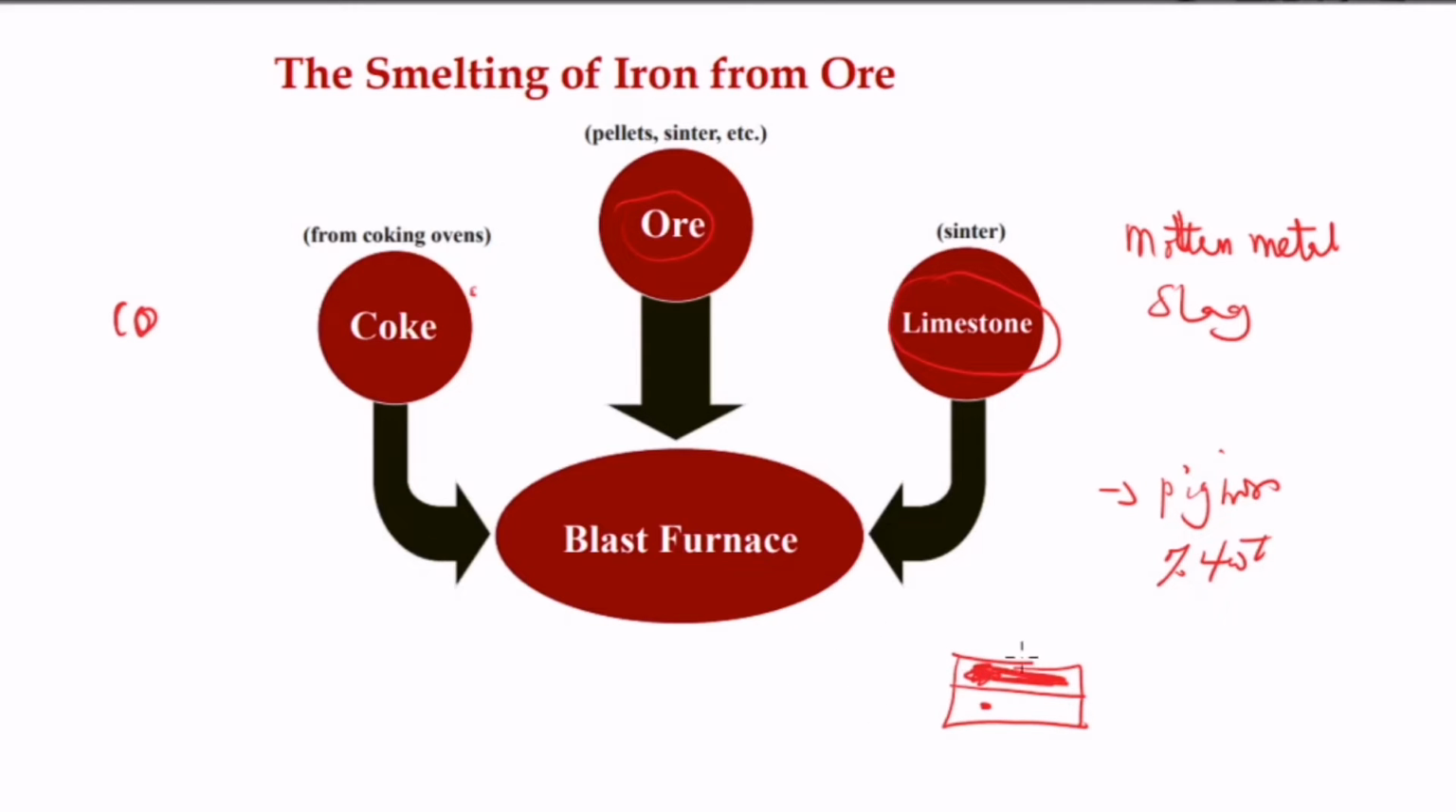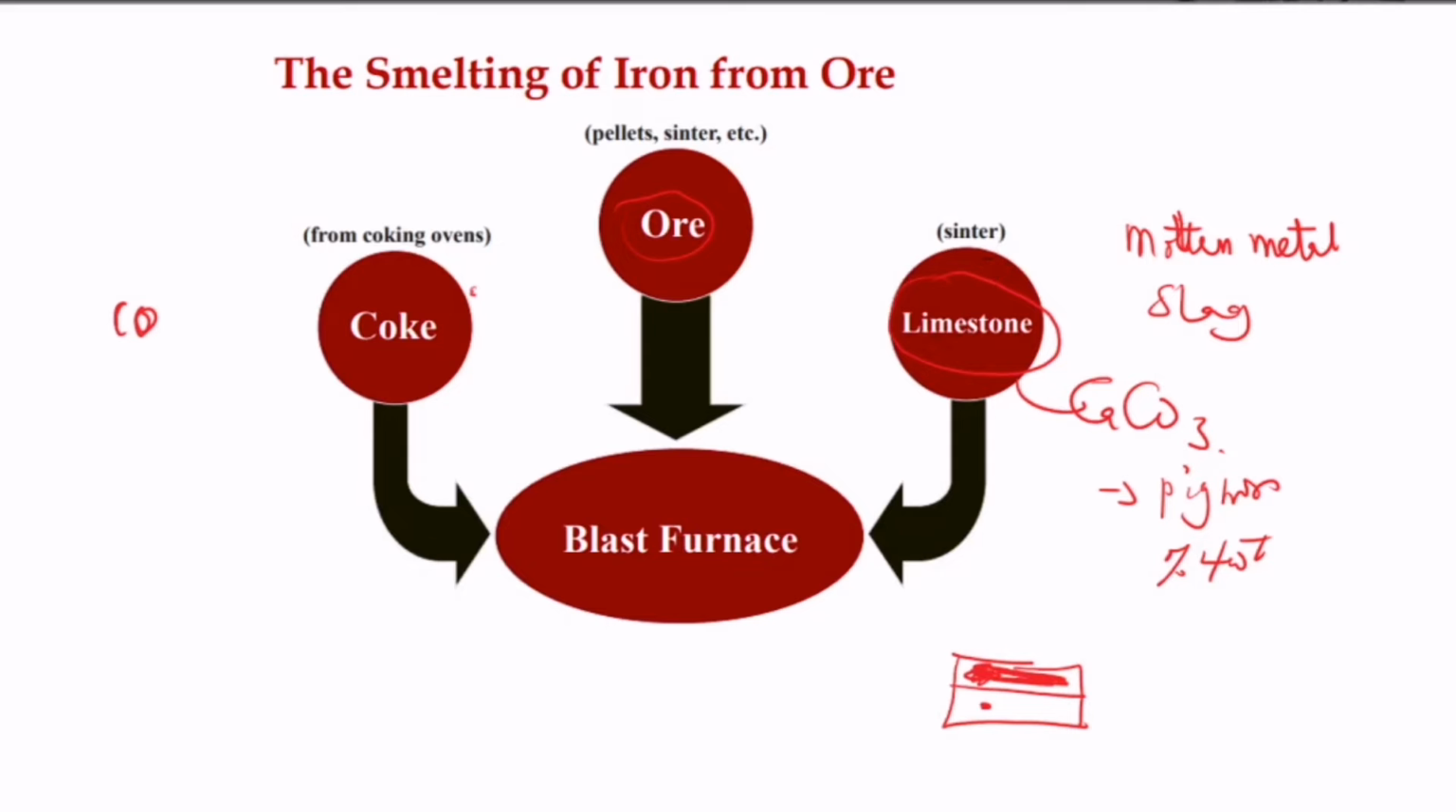So for the impurities to melt, we add fluxes. We have two fluxes, which are dolomite and limestone. In the smelting of iron using the blast furnace, we use limestone, and the limestone chemical formula is calcium carbonate. Calcium carbonate. Now, before the coke is added to the blast furnace, it's heated in a coking oven, and the ore too is shaped into pellet and sinter. The limestone also is shaped into sinter.